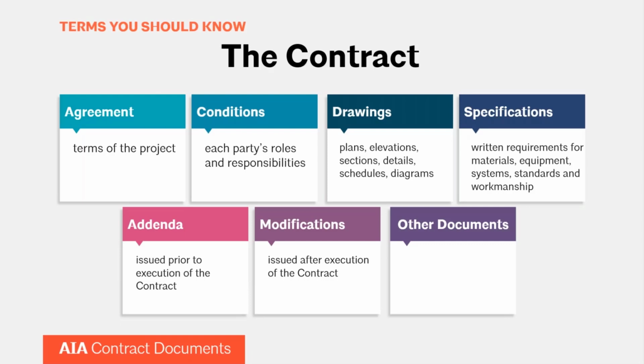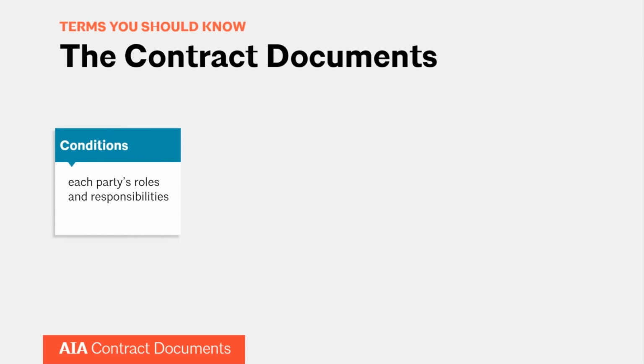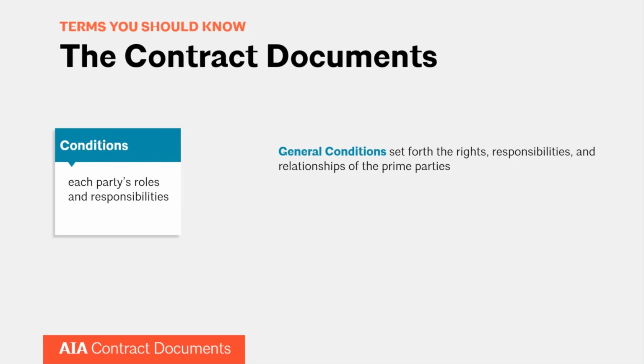So there are a few items here that we can get into a little bit more detail about. The first thing I'm going to bring up is the conditions here. This coordinates each party's roles and responsibilities. And this can be either general conditions, which is basically an umbrella document over the entire project that coordinates the rights, responsibilities, and relationship of the prime parties. In a conventional project, those prime parties are going to be the owner, architect, and contractor. However, in different delivery methods, you may have other prime parties, for example, if you have a construction manager as advisor. And then you also may have supplementary conditions, so any modifications to the general conditions.